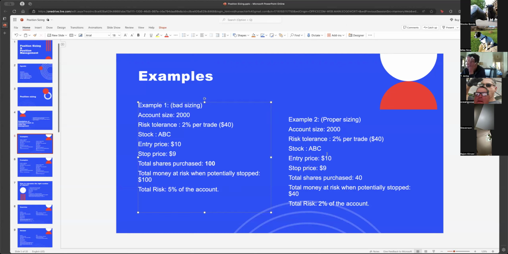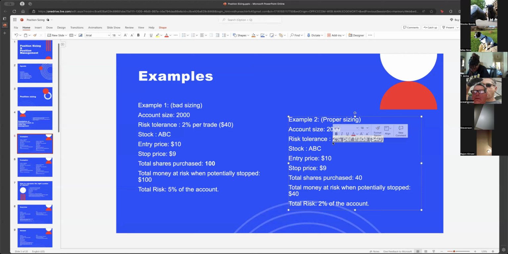What does proper sizing look like? Proper sizing looks something like this. Same scenario, same entry, same stop, but instead of buying 100 shares, you're going with 40 shares. So let's say you get stopped out on this trade. With 40 shares, for each share you're going to lose $1. So if it drops $1 from your entry, you're going to lose $40, and thus you put your overall size at 2% of your account. Even if you get stopped, you're only going to lose 2% of your entire account, which goes with your risk tolerance.